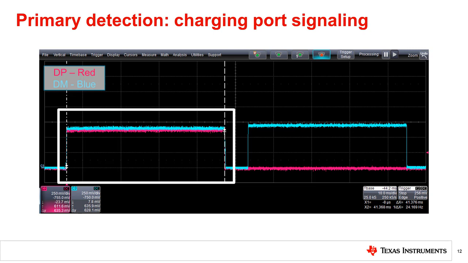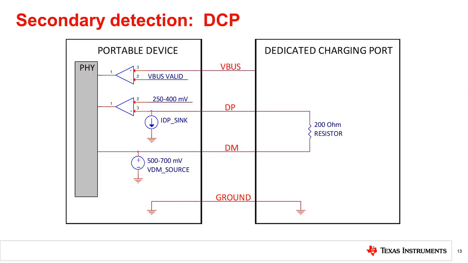After completing primary detection, the PD can connect by enabling its pull-up on DP. Or, if the PD is not ready for enumeration, it must start secondary detection. Any PD that is not ready to be enumerated within 1 second after detecting VBUS is required to implement secondary detection. Otherwise, it's optional. A PD implements secondary detection to determine if it is connected to a DCP or CDP charging port.